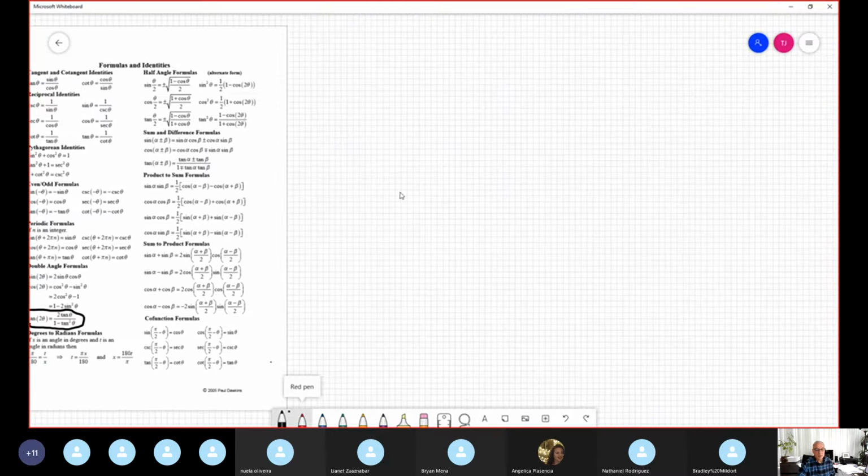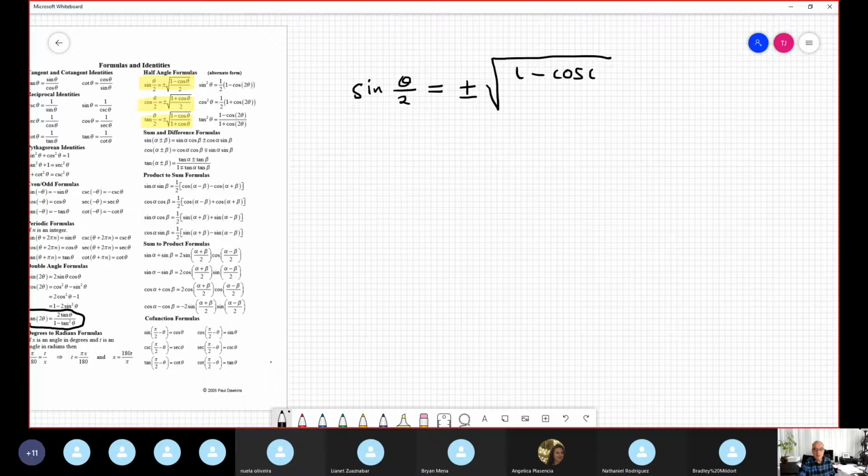This is the formula. Let me copy it big here. Sine half angle, theta over 2, is equal to plus or minus... You see, wow, so what is the sign? It's plus or minus. I want to explain with an example. The square root of 1 minus cosine theta, divided by 2, and everything inside the root.